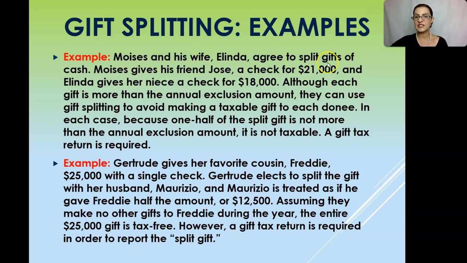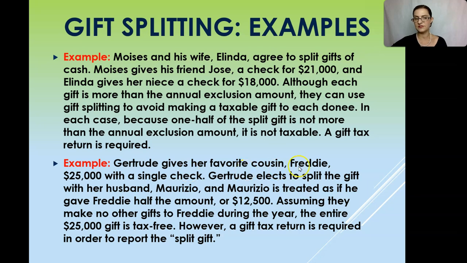See, because Moises gave $21,000 to a friend, and then Alinda gave $18,000 to her niece. They just wrote one check. If they had written two separate checks, then they wouldn't have had to file a gift tax return. But they just wrote one check each, and both of these checks were over $15,000. So now they have to file a Form 709. They have a reporting requirement.